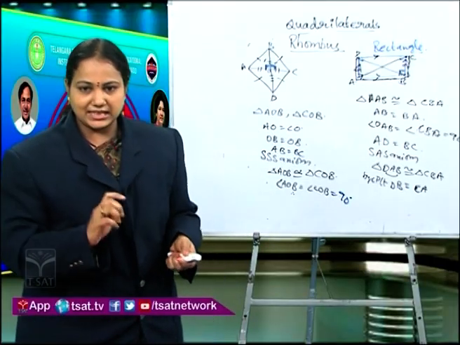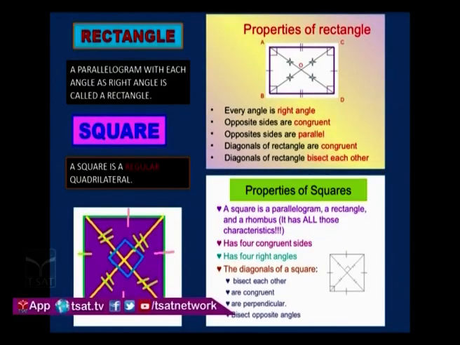Let us look at the slide, children. A rectangle: a parallelogram with each angle a right angle is called a rectangle. The properties of a rectangle: every angle is a right angle, opposite sides are congruent, opposite sides are parallel, and diagonals of a rectangle are congruent. That means diagonals of a rectangle are equal.